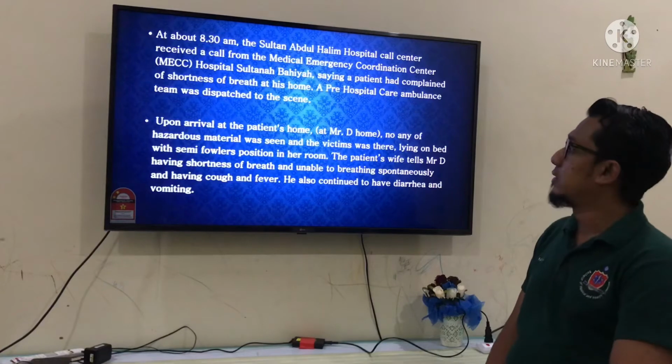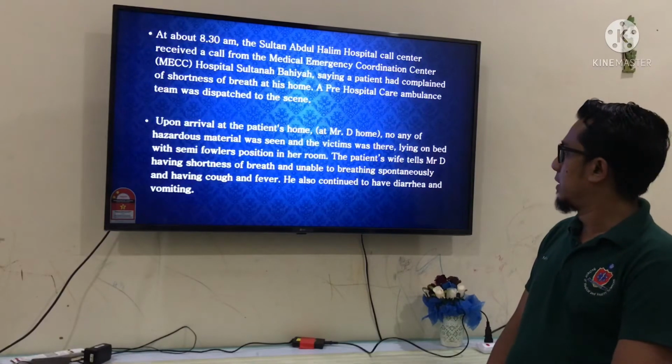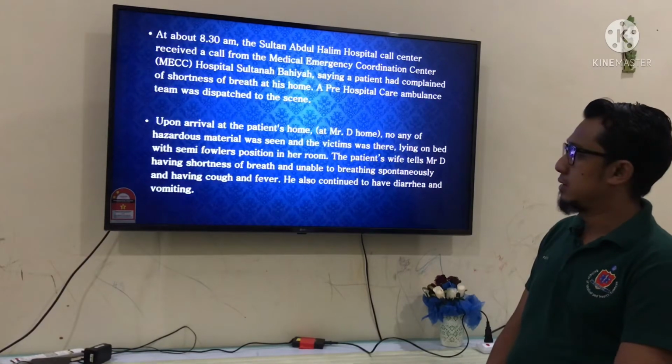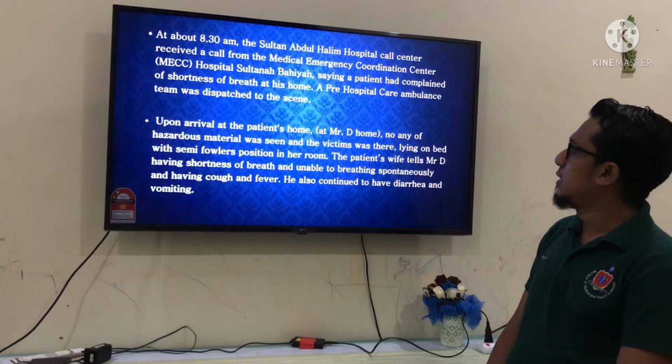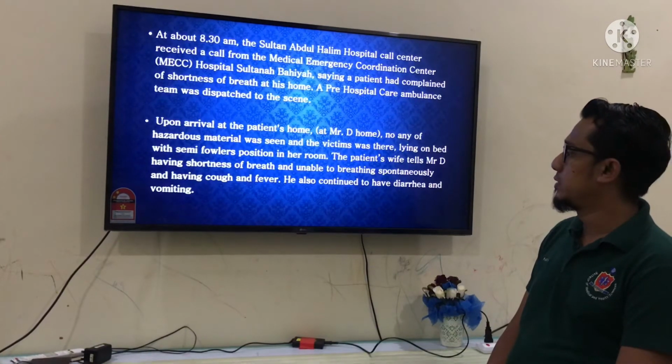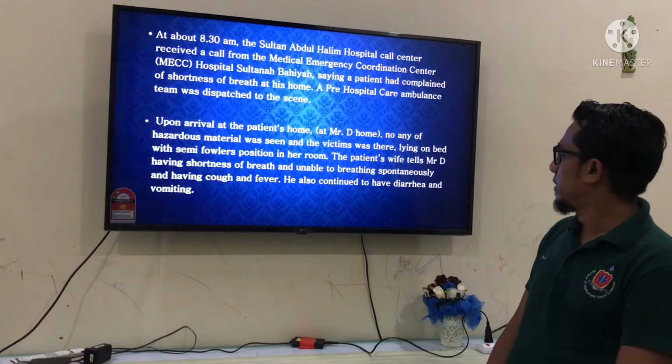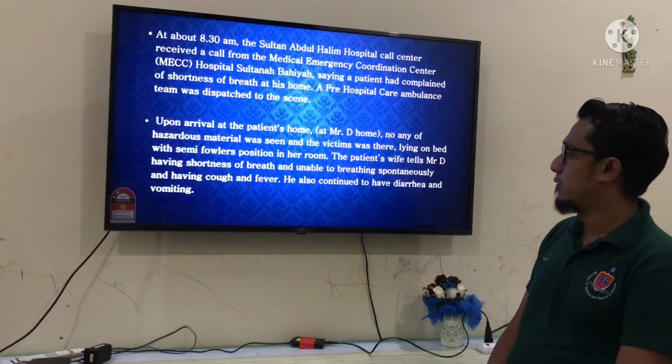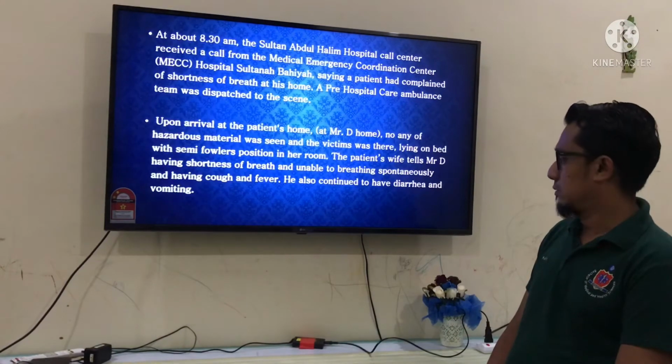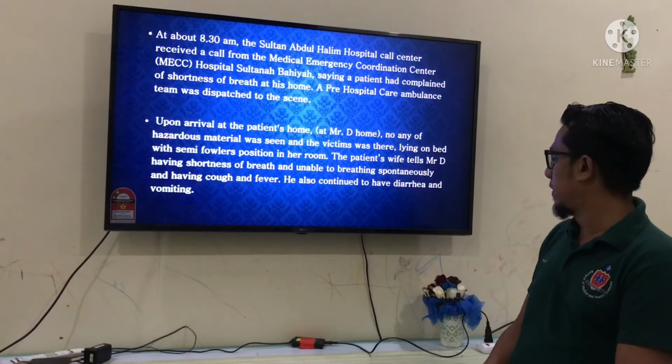Okay, upon arrival at the patient's home, Mr. D's home, no hazardous material was seen, and the victim was lying on a bed in a semi-Fowler's position in the room. The patient's wife tells that Mr. D was having shortness of breath, was unable to breathe spontaneously, and had cough and fever. He also continued to have diarrhea and vomiting.